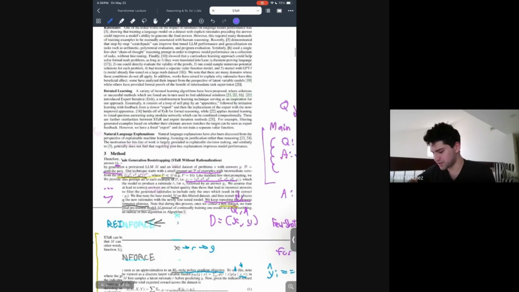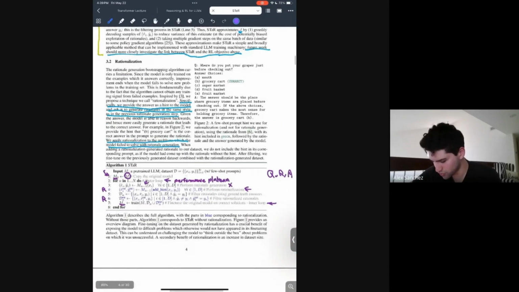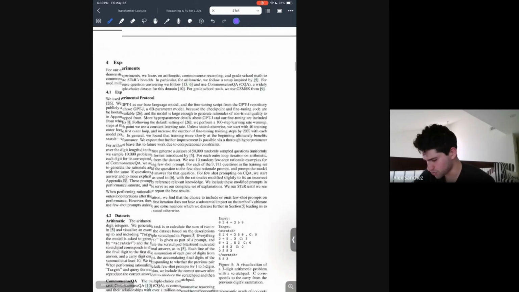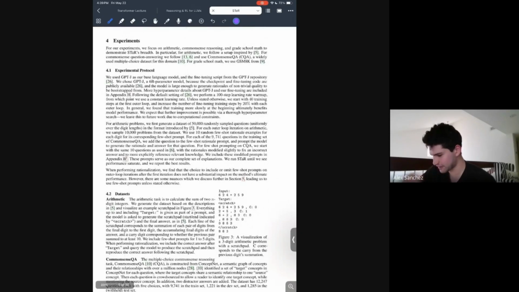And what this algorithm resulted in was, I want to show some of the numbers that they had, but I guess going into their experimental design, they used GPT-J, since the fine-tuning and everything was in an open source repository, publicly available, and it was a large model, 6 billion parameters. Something that they found is when you have a small model, you're not going to even get the reasoning traces in the first place. So this is a very important step, having an already smart enough model.